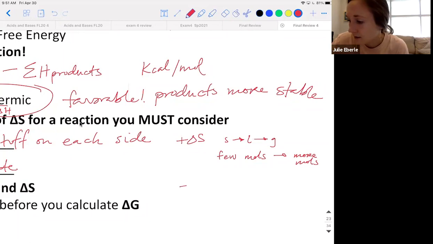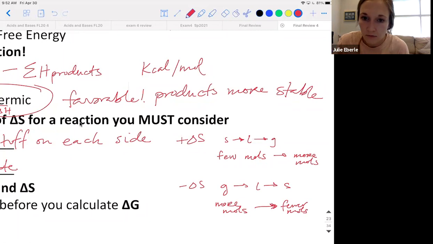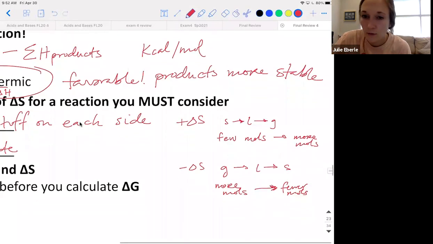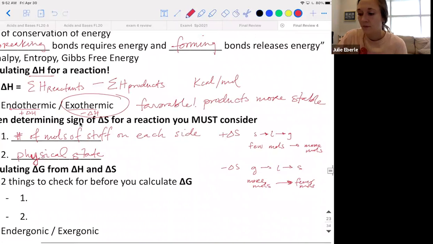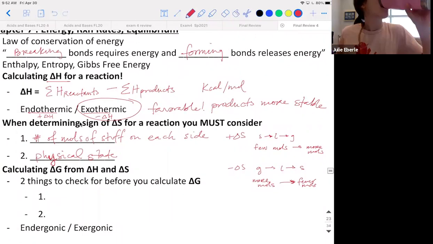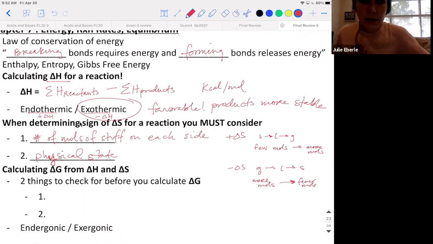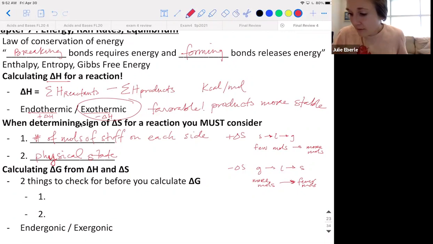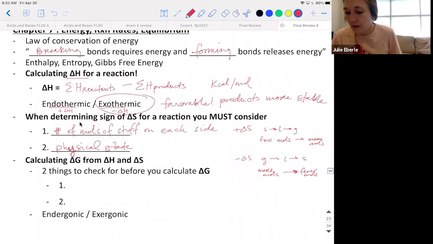Negative delta S would be like gas, and then you're making things that are liquid or solid. And then you have a lot of moles, and on your product side, you have fewer moles. It'd be like a synthesis reaction. Positive delta S would be like a decomposition reaction. Don't just box it into that, but that is an example.